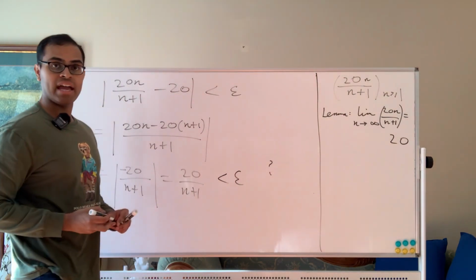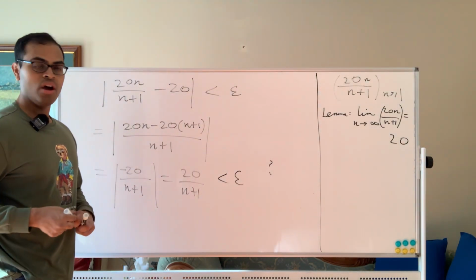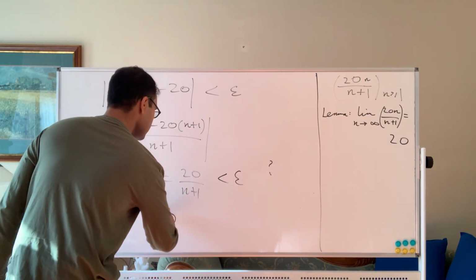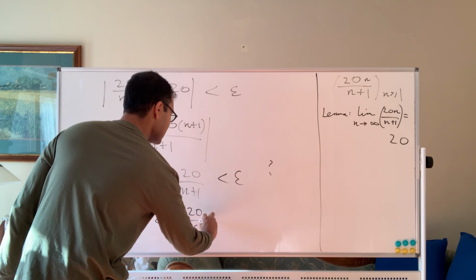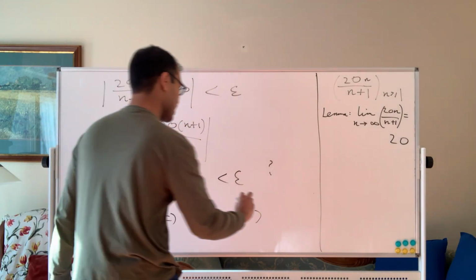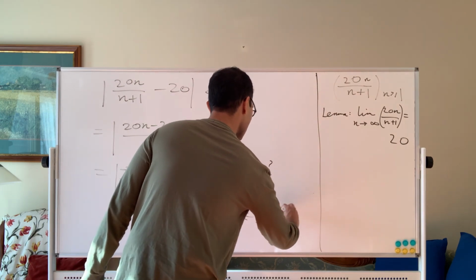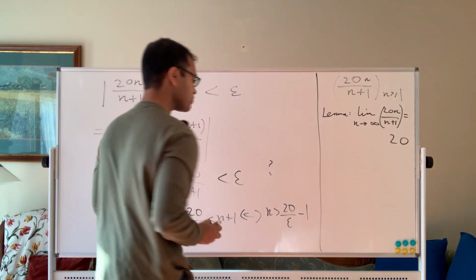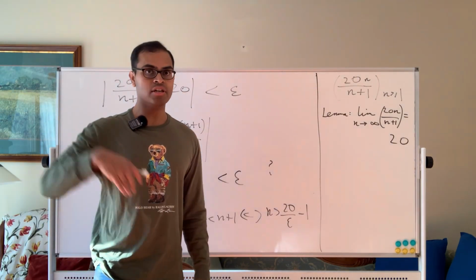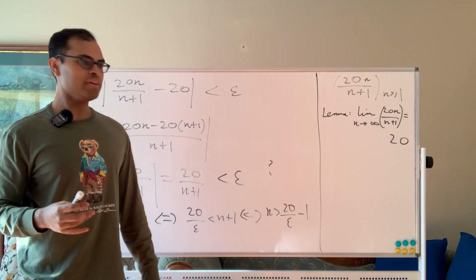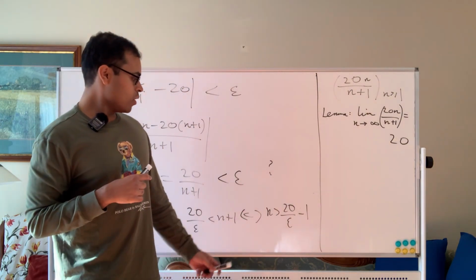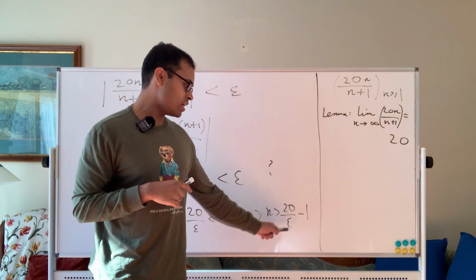So how do we solve for n? What should n be so this is less than epsilon? Well, everything is positive, so let's multiply the inequality through by n plus 1. This is the same as saying that 20 over epsilon is less than n plus 1, which is the same as saying that if you subtract 1 from both sides, n is greater than 20 over epsilon minus 1. So let's think about this. If epsilon is a very small number, 20 over epsilon is going to be very big, right? If epsilon is really, really small, 20 over that is going to be huge. Subtract 1 is still going to be huge. So if epsilon is small, you found this 20 over epsilon minus 1.